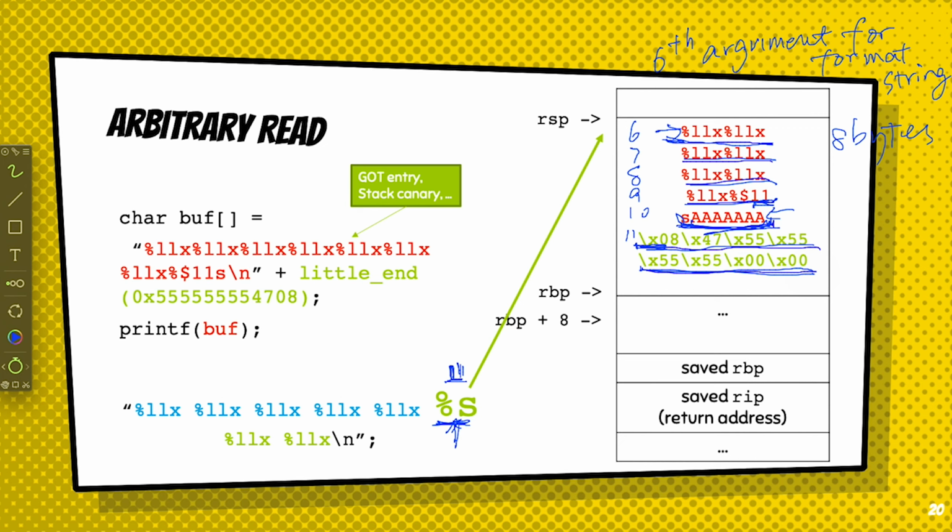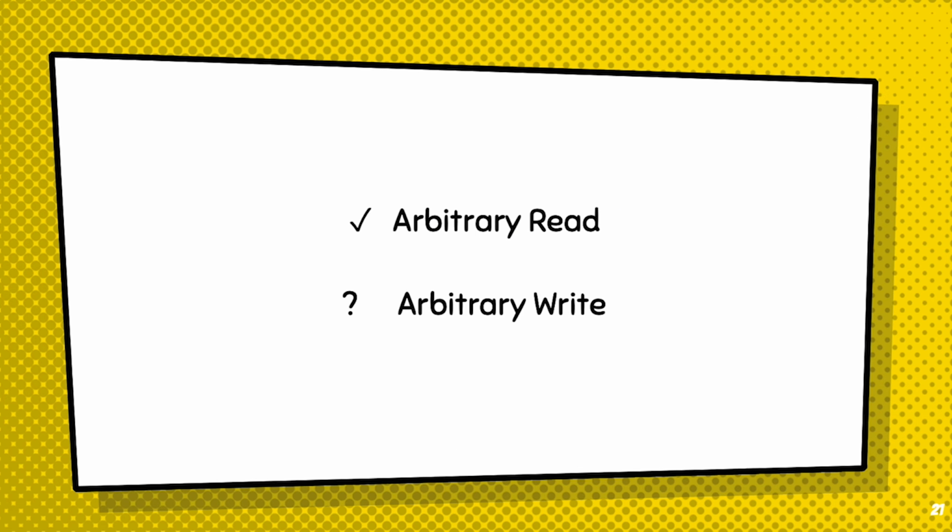All right, so now we know how to do an arbitrary read using format string vulnerability. Next, what we're going to do is an arbitrary write using format string vulnerability.